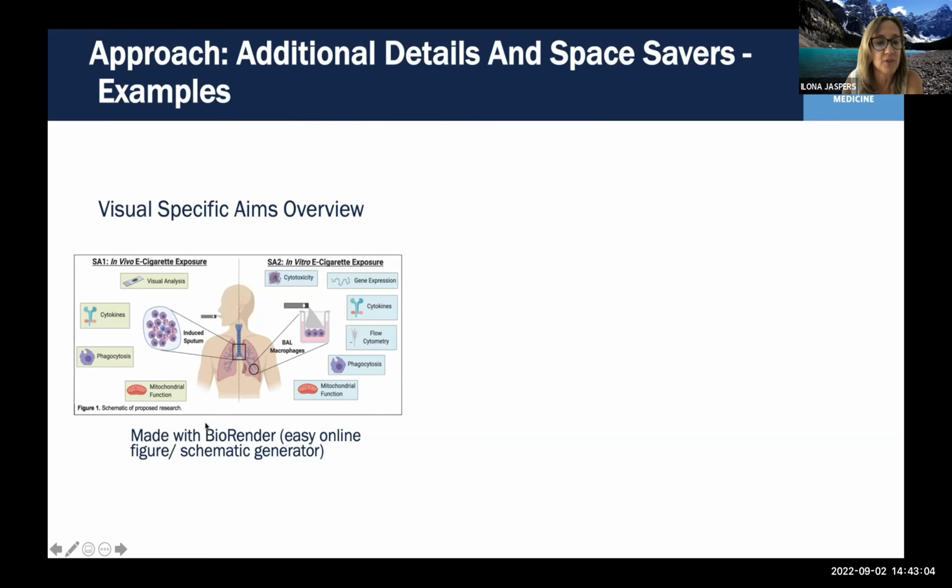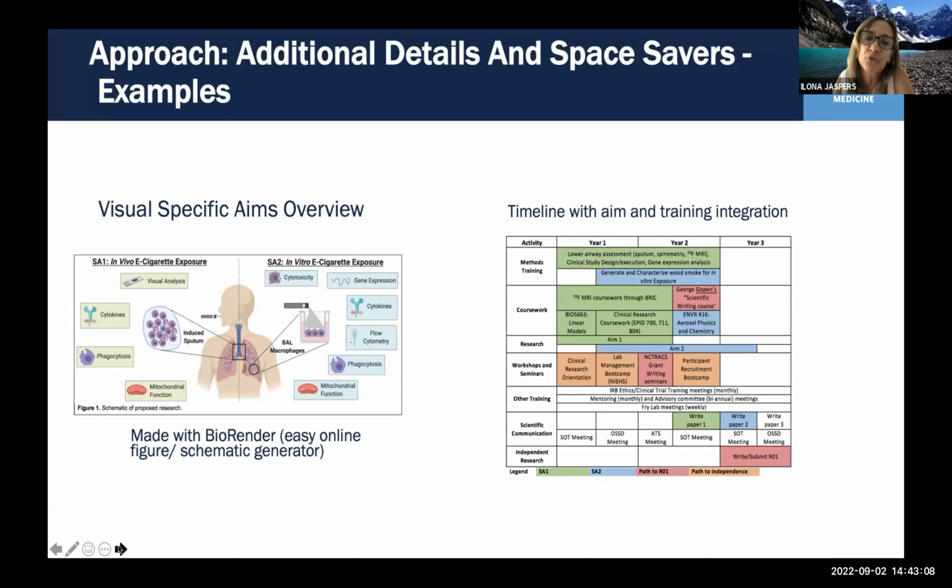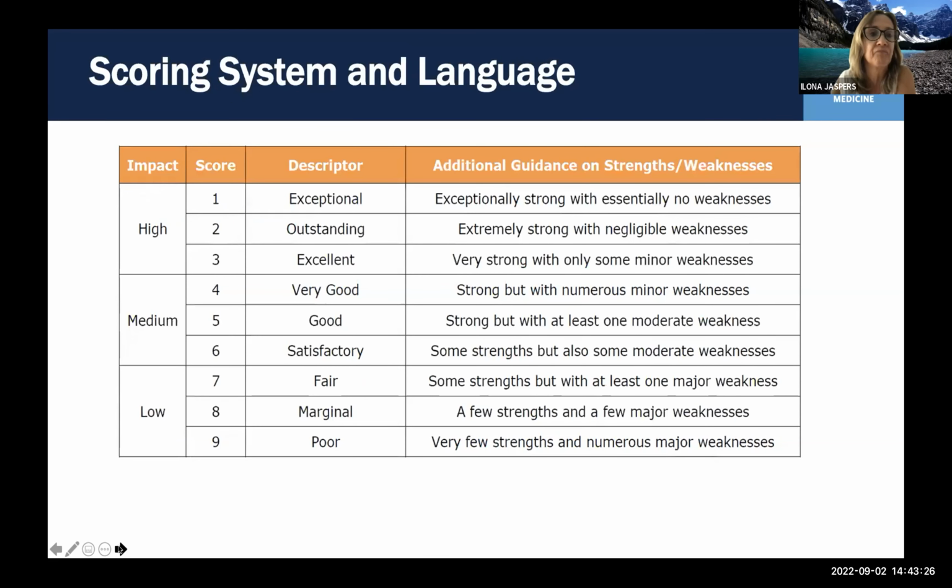For those that write K grants or F grants, provide a timeline with the aims and the training integration, so that's really nicely color-coded and really easy to follow. Again, it breaks up the monotony of words, it breaks up the monotony of black and white, and actually is an eye catcher and draws the reviewer's eyes to a specific question.